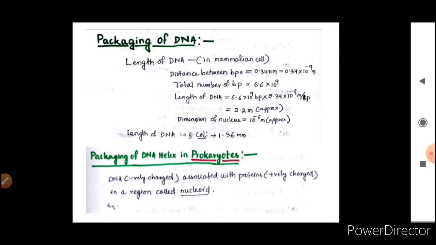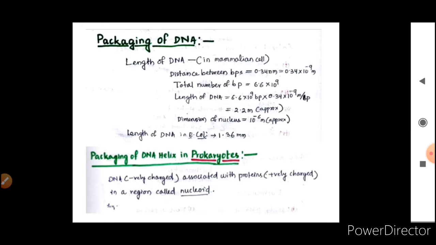And the dimension of the nucleus is 10 raised to minus 6 meter. So a DNA which is 2.2 meter in length is packed in such a small nucleus. And how is this possible? This is possible because the packaging of the DNA is a complex procedure, and it is developed in eukaryotes and prokaryotes both. The length of the DNA in E. coli is 1.36 mm. Now, packaging of the DNA helix in prokaryotes.